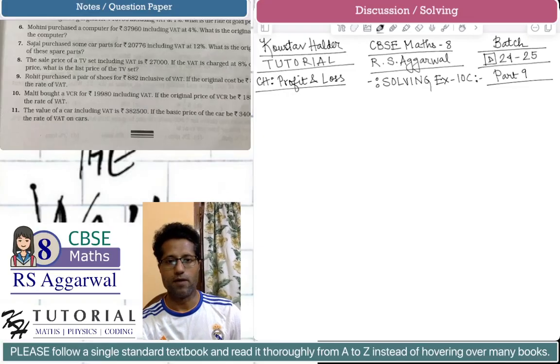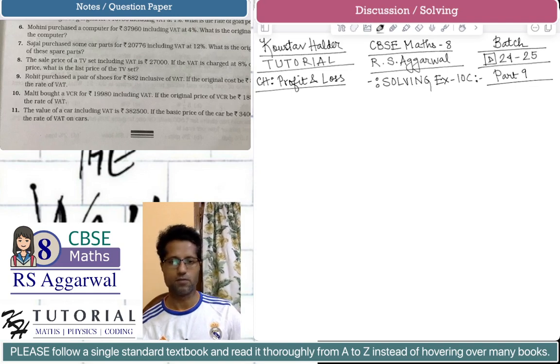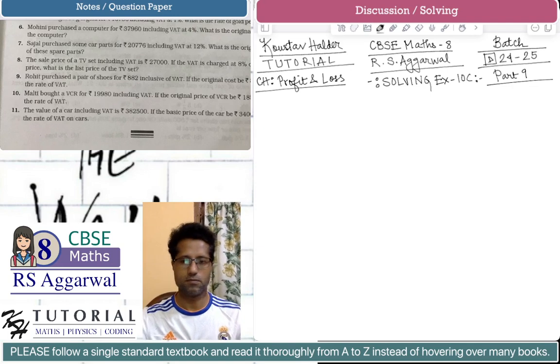Okay, so I have the problems of exercise 10C on the left hand side, and on the right hand side I will solve the problems. I hope the fonts of the problems are big enough so that you can read it. After solving a problem, I will pause for a few seconds so that you can take a screenshot of the solution if you think it will help you. Okay, so let's start solving the problems.